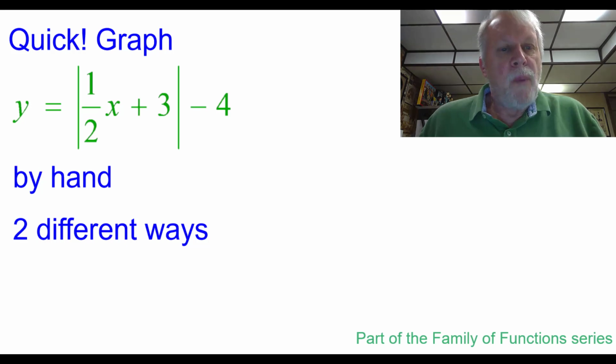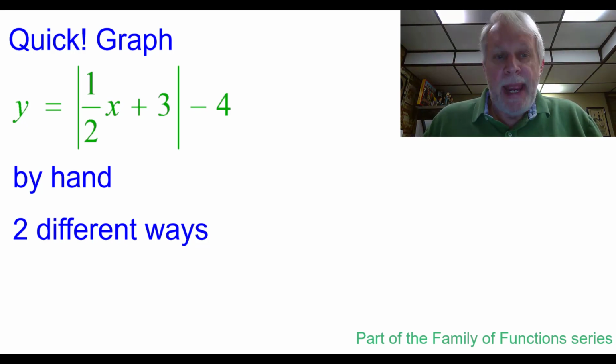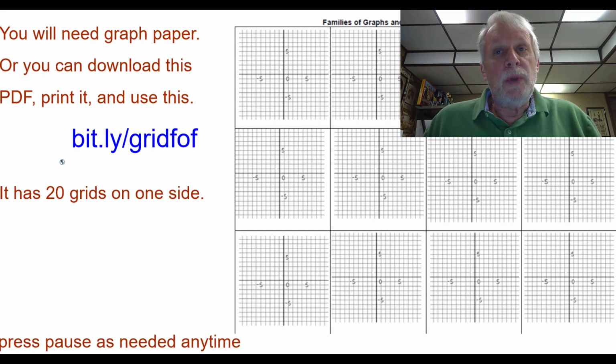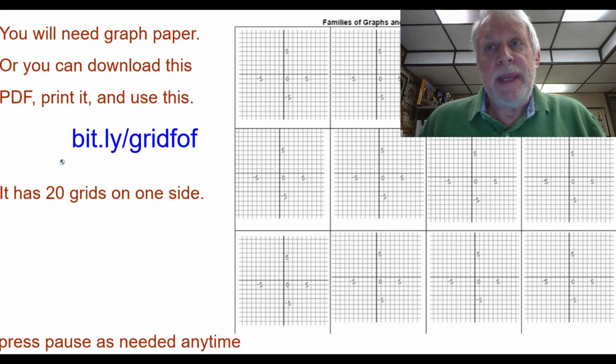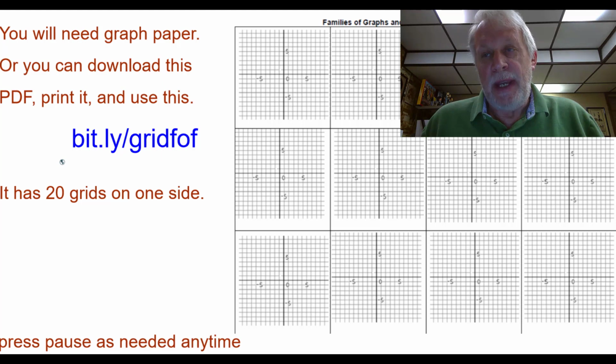Quick, graph y equals the absolute value of the quantity of 1/2 x plus 3 minus 4 by hand, two different ways. This is part of the family of functions series. You will need graph paper, or you can download this PDF and print it. Press pause as needed anytime during this video.